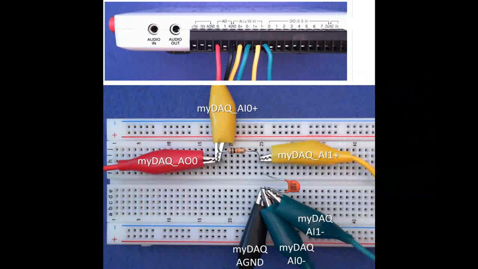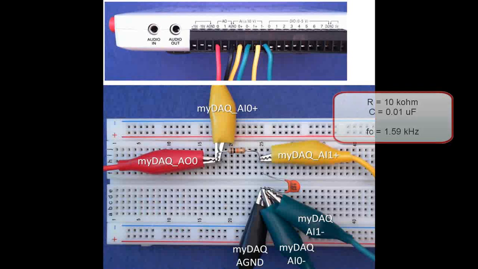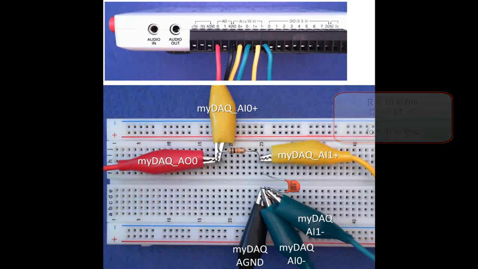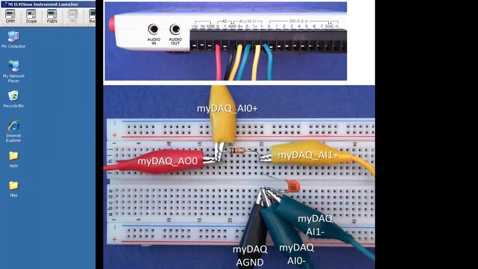Now I have this simple resistor capacitor circuit for purposes of demonstrating the Bode analyzer. It's a 10K resistor and a 0.01 microfarad capacitor. It's arranged as a low pass filter. It has a corner of 1.59 kilohertz.